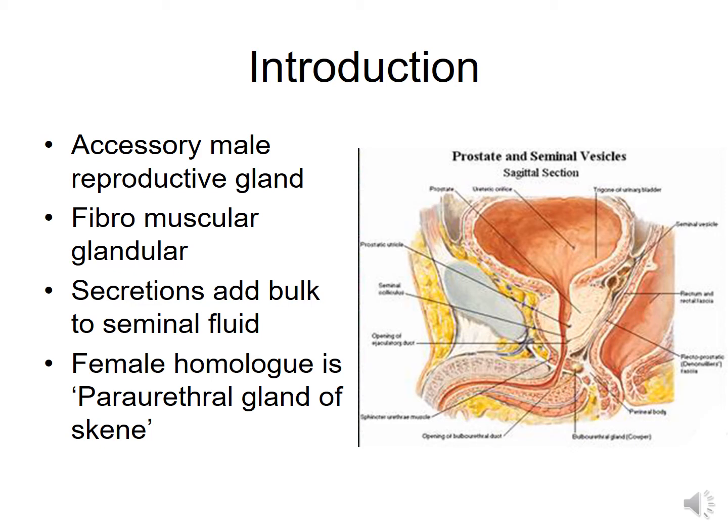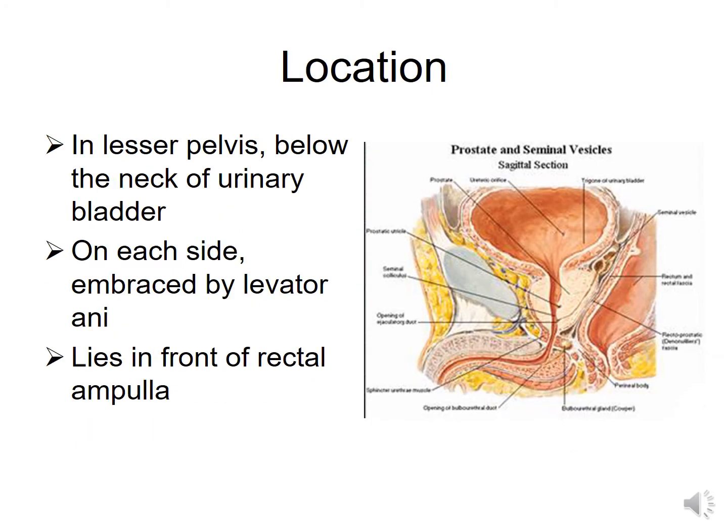Histologically, it is 1/4 fibrous, 1/4 muscular, and half of the prostate is glandular. And what is the function? The secretions of prostate add bulk to seminal fluid, and the female homologue of prostate is the paraurethral gland of Skene. So that was the introduction. What is the location?